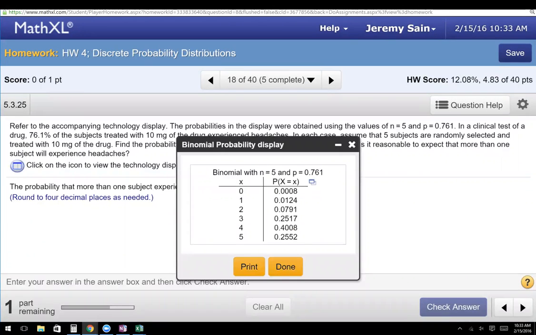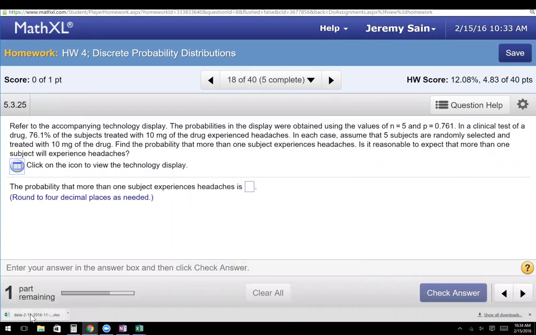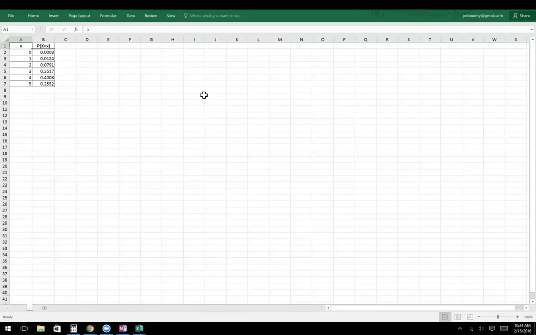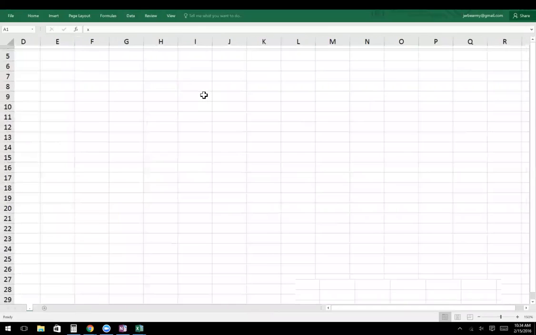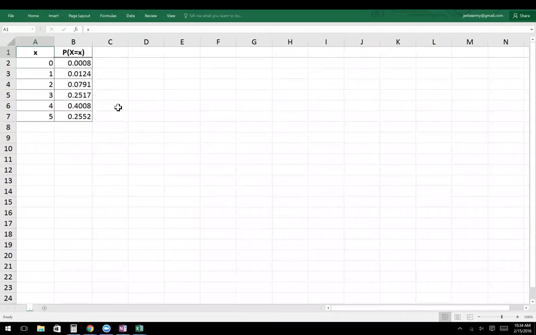So this one, they're kind of nice. They went ahead and did the probabilities for us. We could have found them if we wanted to. Actually, let's talk about that. How would we get those numbers if they didn't give them to us?